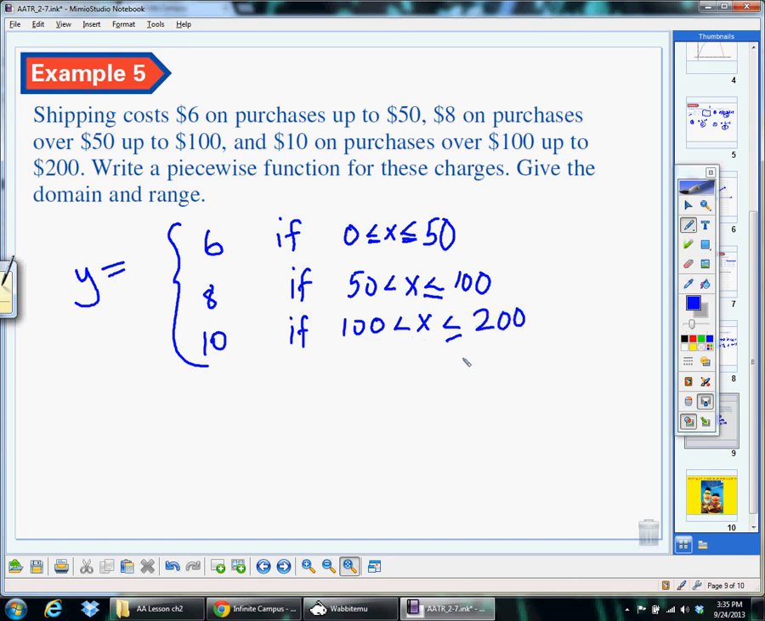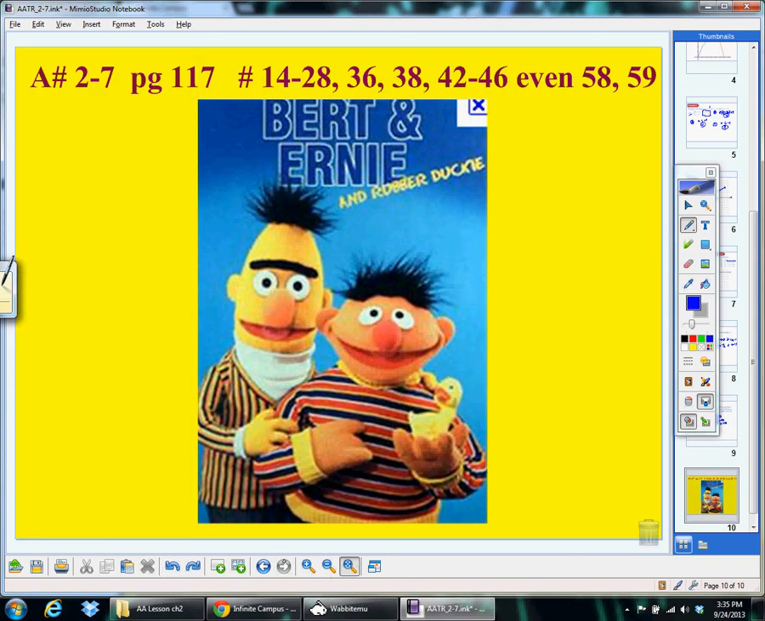There you are, ladies and gentlemen. Piecewise functions, an application in the real world using shipping costs. We'll talk about other applications in class later, but this just gives you an overview on how to do piecewise functions. This is your assignment for lesson 2.7, page 117, 14 to 28.